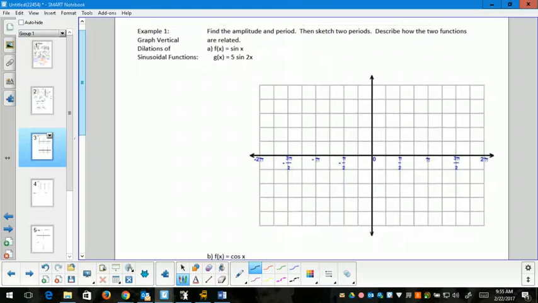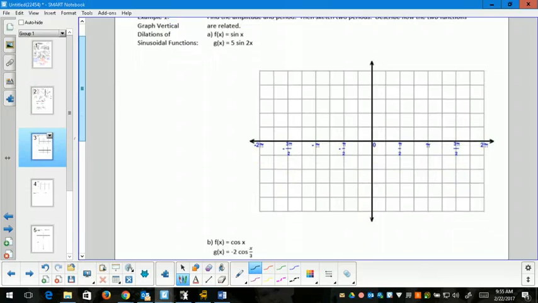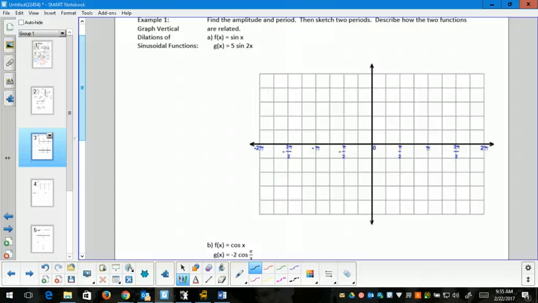Find the amplitude and period, sketch two periods, one positive, one negative, and describe the two functions. For this graph, we should be okay because I scaled it for you already. Sometimes it's not scaled for you. A lot of times it won't be. There's one on here that we're going to do today where we're going to have to rescale it. So regular sine, we can graph easily.